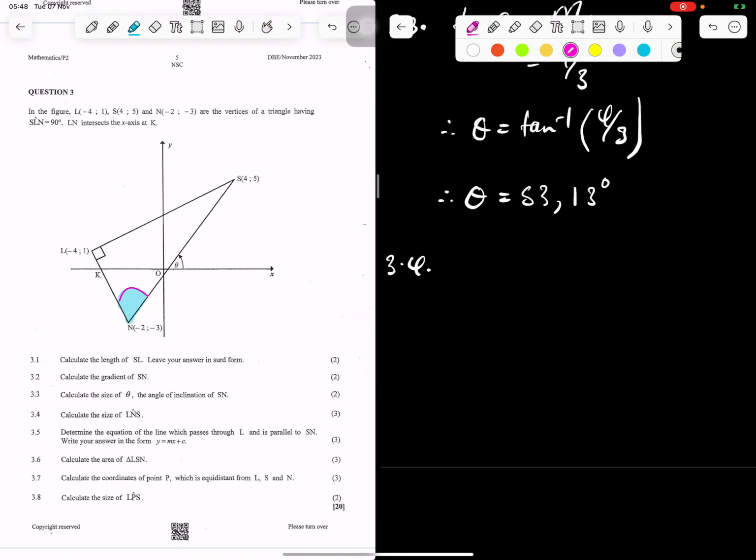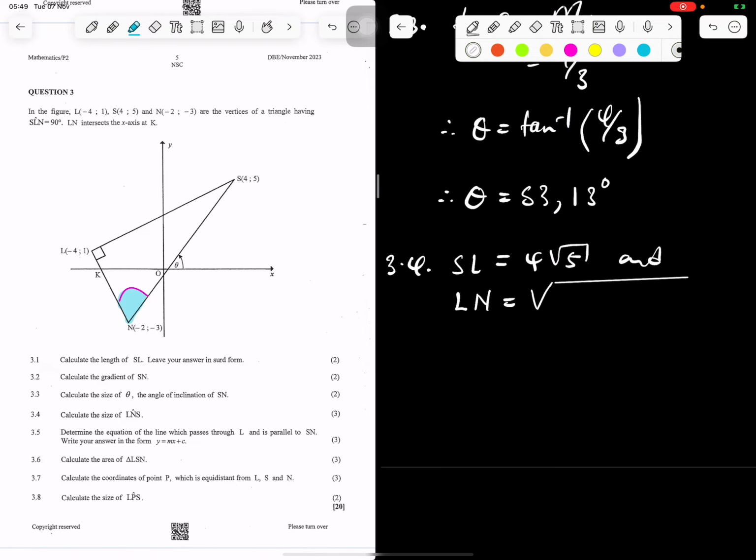Beautiful people, angle N. Like I said in the beginning, this triangle is a right-angled triangle. So you can use trig ratios here, since you have the distance of SL. The distance of SL is going to give us 4 square root of 5. And you can also find the distance of LN. It's not really a major issue. So let's do that.